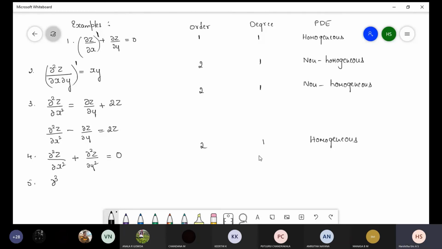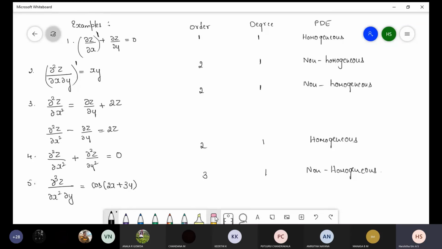Last example. ∂³z/∂x²∂y = cos(2x + 3y). Which order? Third order. Degree 1. Partial differential equation, non-homogeneous. Yes, very good. These are the examples.